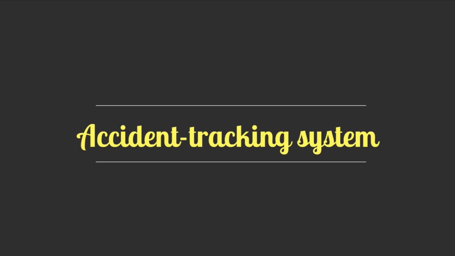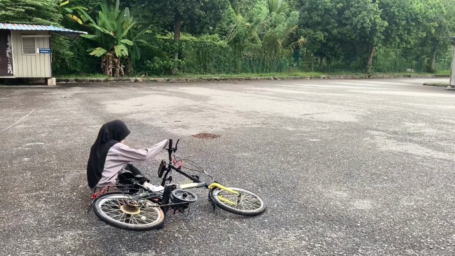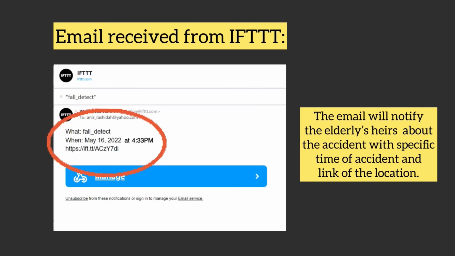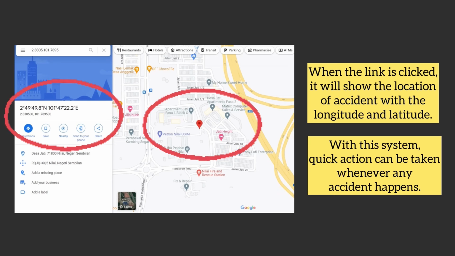The accident tracking system on the bicycle will send the accident location, consisting of longitude and latitude, to the respective areas through email whenever the rider encounters an accident. With this system, action can be taken quickly and fatal injuries can be prevented.